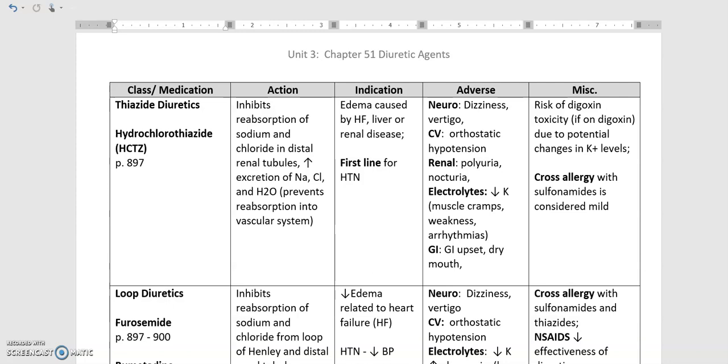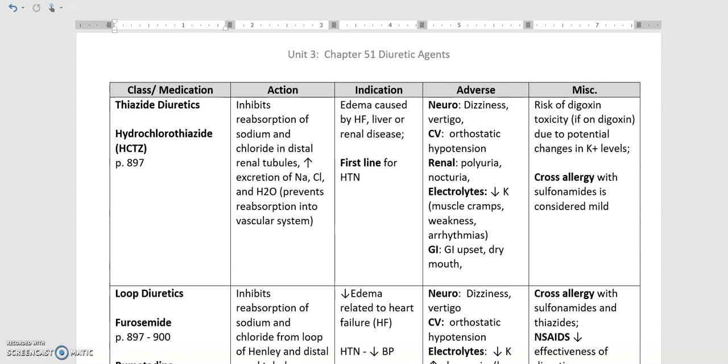There are 5 classes of diuretics, and each works in a different site in the nephron or by a different mechanism. You can see in figure 51.1 in your book exactly where each of these diuretics work in the renal tubules. Thiazide and thiazide-like diuretics, loop diuretics, and the carbonic anhydrase inhibitors, which are mostly used as an adjunct to other diuretics, we're not going to discuss those this semester. Potassium-sparing diuretics and osmotic diuretics are the classes we will talk about.